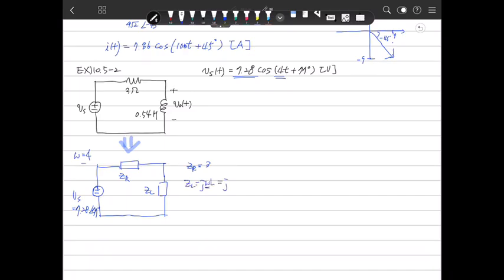j omega is 4, L is 0.054. That value is j2.16. Then what is VO? VO is the voltage division, GL over GR plus GL, times Vs. So you know that GL is j2.16 and GR is 3 plus j2.16, and Vs is 7.28 at 77 degrees.